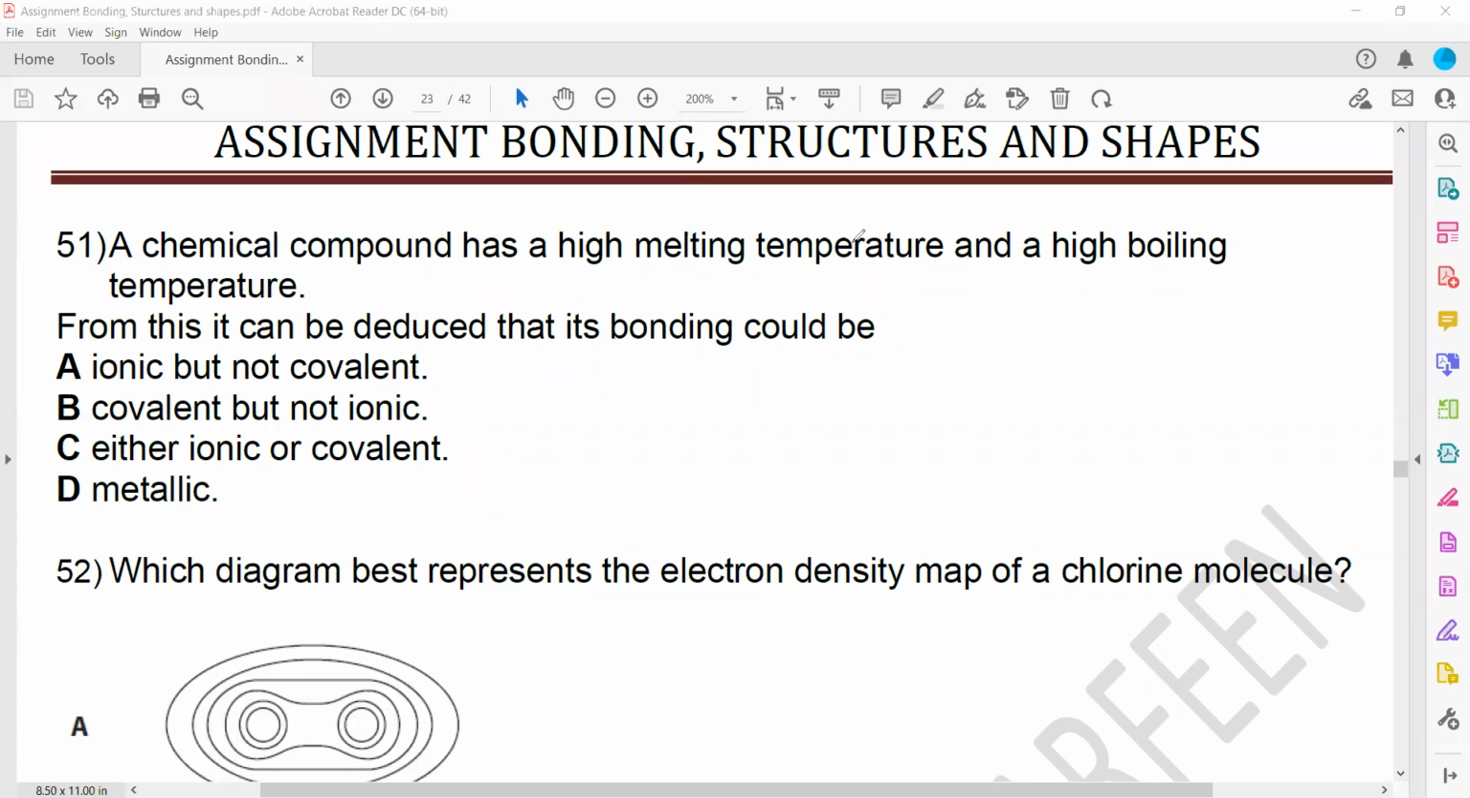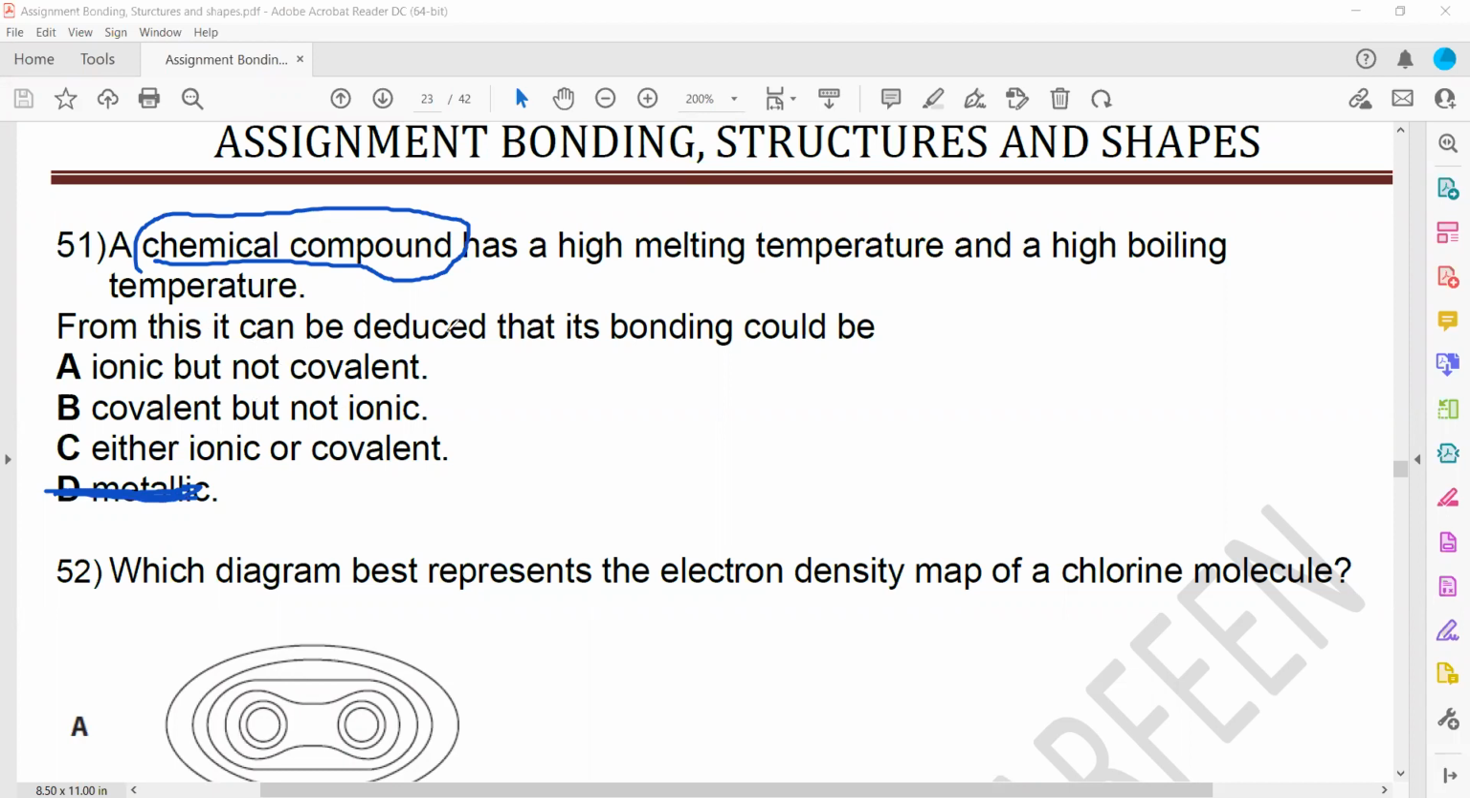Look, ionic compounds have high melting and boiling points. Covalent compounds can also have high melting and boiling points, depending on the type of structure, either a giant covalent or a simple covalent. And the same thing, metallic substances also have high melting and boiling points. And in the question, they mention a chemical compound. So option D is not valid at all because metallic bonding is there within the metal. So option D cannot be a right answer. So we have to select either A, B, or C.